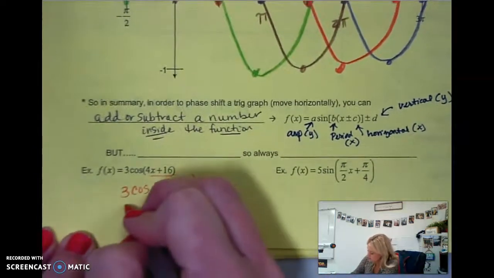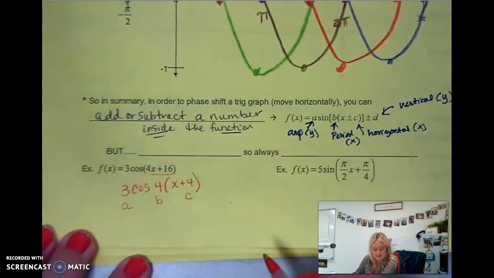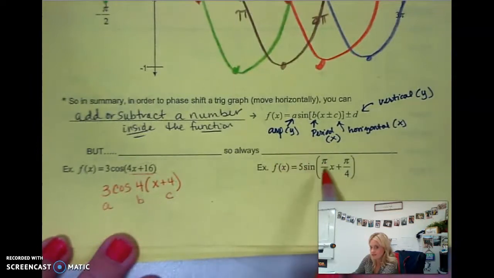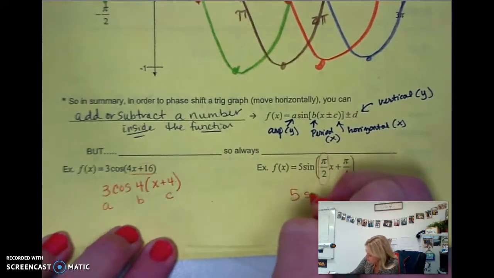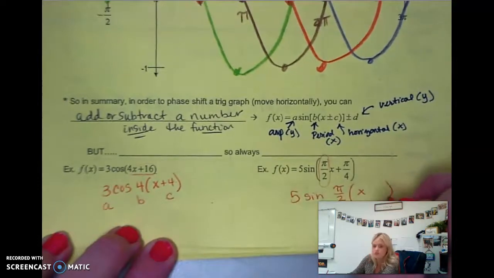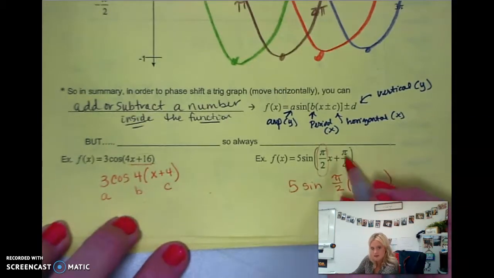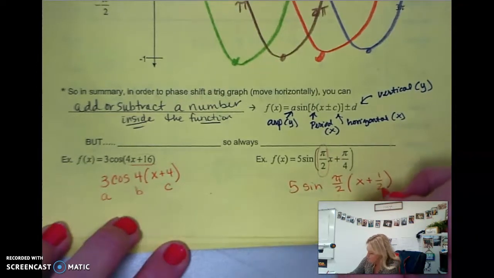So now here's my A, my B, and my C, okay? This is a little bit harder to see, but basically what we're trying to do is we need x by itself. So I'm going to take out the half a pi. And when I do that, think about the distributive property. Half a pi times x is a half a pi x. Half a pi times what gives me pi over 4, and that would be a positive 1/2.